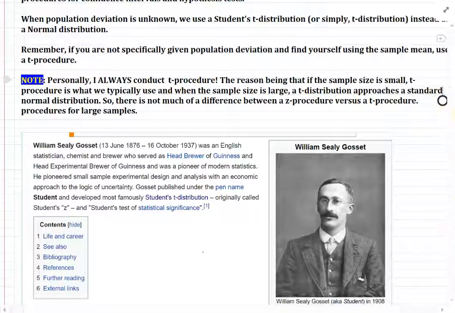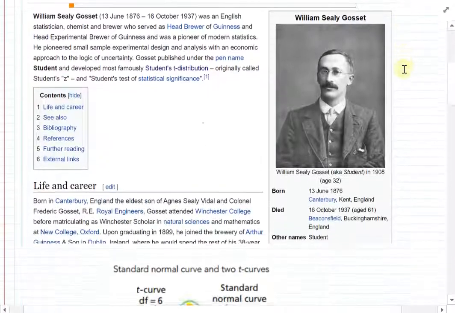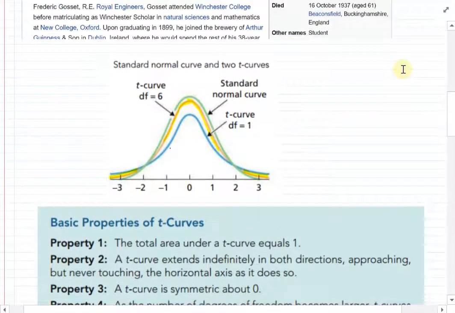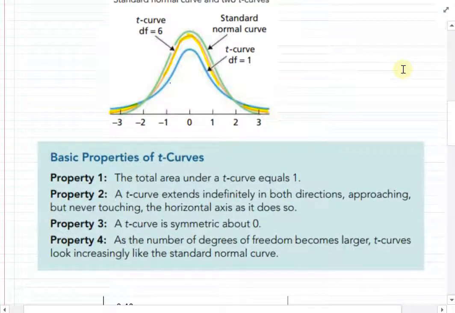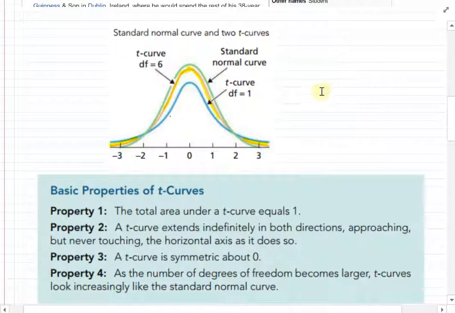And so what does this t-distribution look like? Well, here I have several sketches of a t-distribution. You can see it in comparison with the standard normal distribution, highlighted in yellow. That's the standard normal distribution, mean 0, deviation 1.